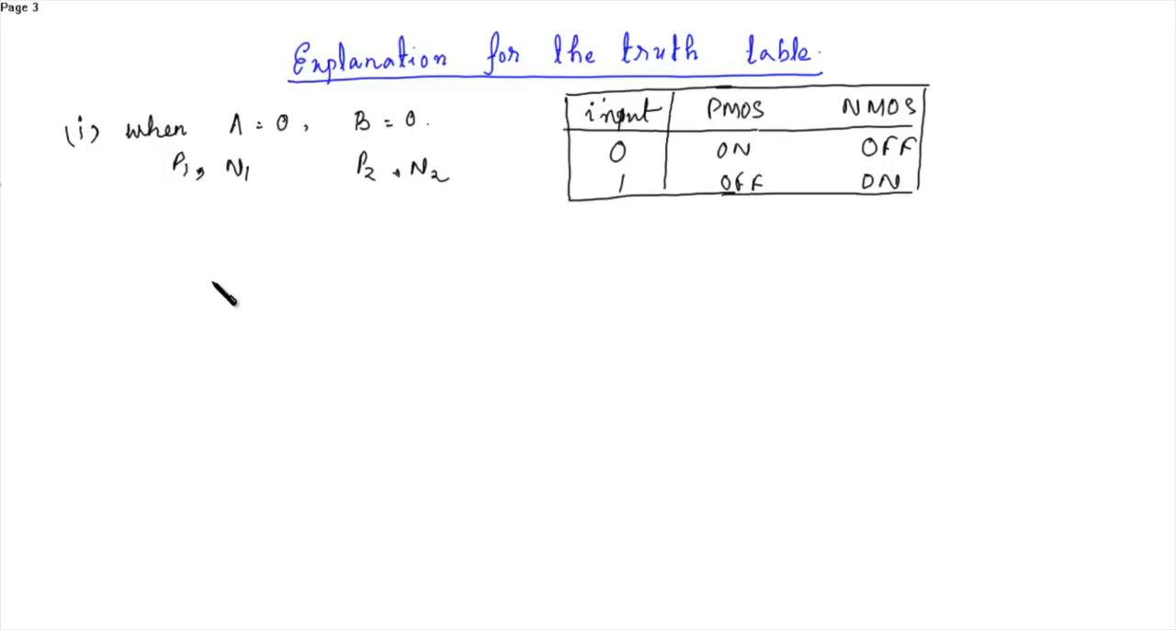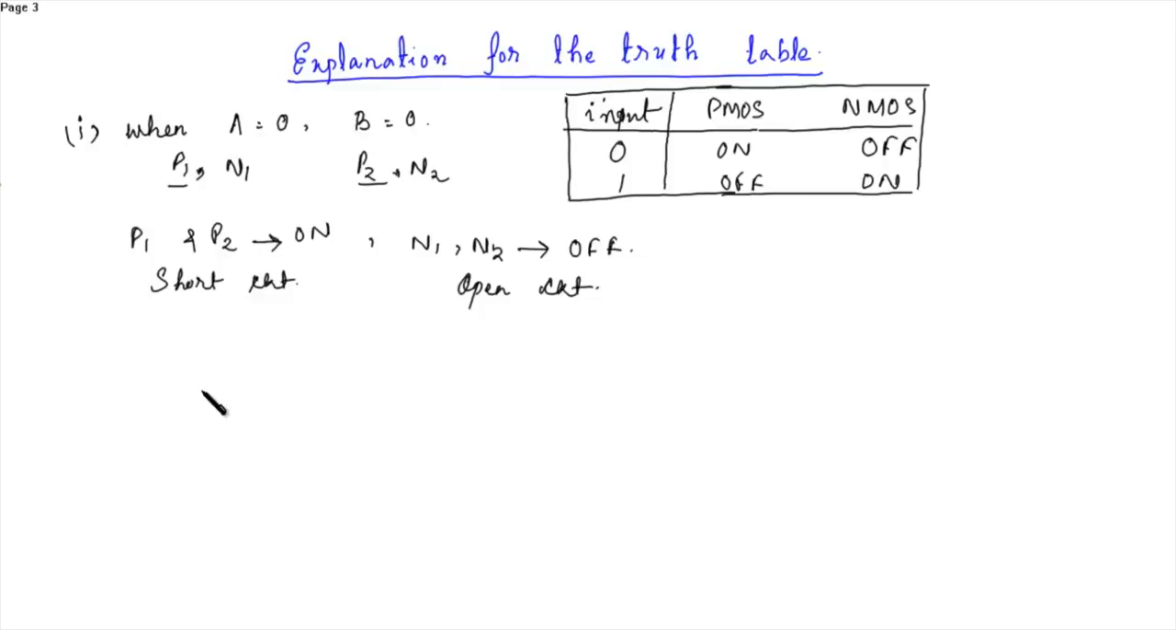Okay. So when A is equal to 0 and B is equal to 0, P1 will be on and P2 will be on, and these two will be off. So P1 and P2 remain on and N1 and N2 become off. When P2 and P1 become on, certainly there will be a short circuit for these two MOSFETs, and here there will be an open circuit. When P1 and P2 become short circuited, then how will it appear? Something like this.